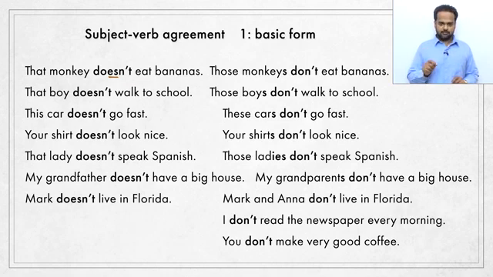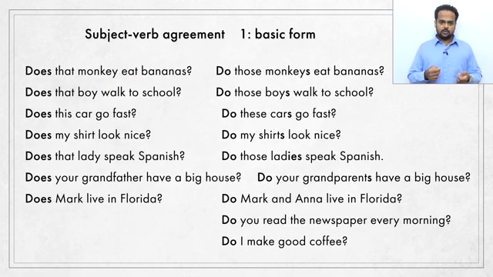If you want, stop the video and read the other sentences. So remember that to make negative sentences, we use does not with singular subjects and do not with plural subjects. Similarly, to make questions, we use does singular and do plural. Does that monkey eat bananas? Do those monkeys eat bananas? Does that boy walk to school? Do those boys walk to school? Etc. You can pause and read the others if you want.